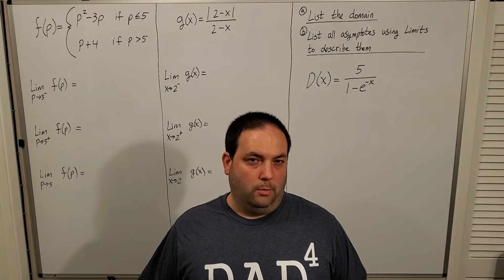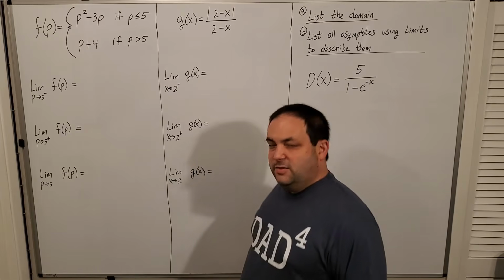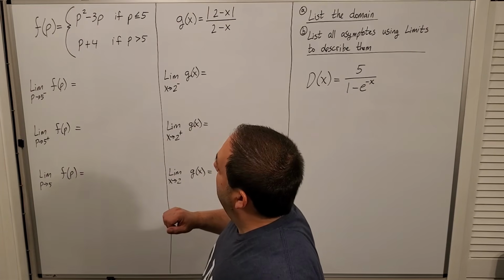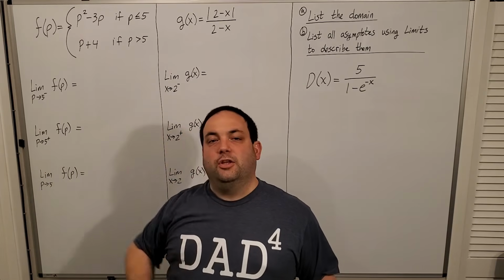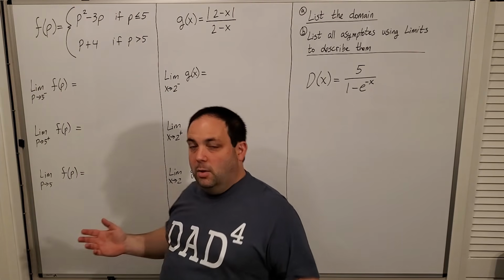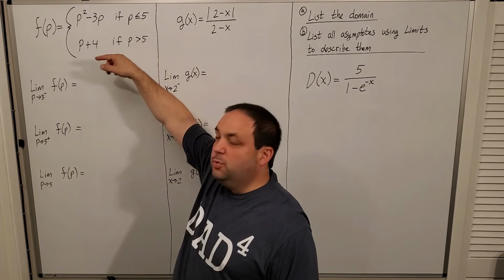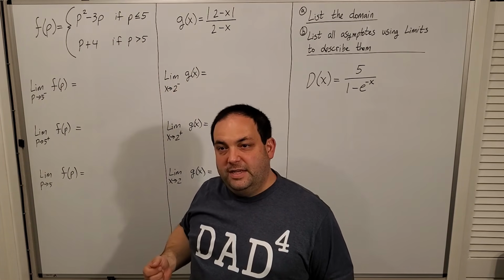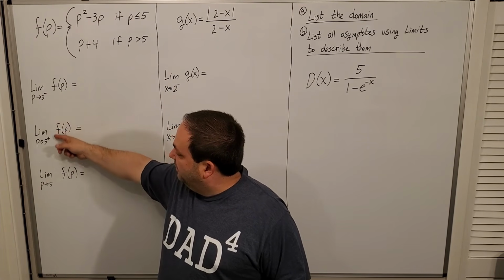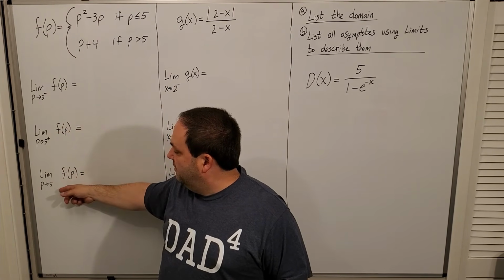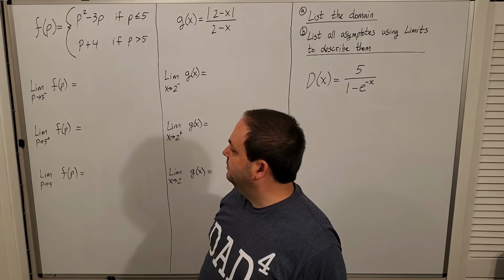Here are some more problems with limits. So I have a piecewise function f of p, and then I want to evaluate one particular p value. The only one that's really kind of special is 5, right? Because that's the split between the two pieces in the piecewise function. So naturally, you'd want to evaluate the limit from the left and the right and see if I can get an overall limit as p approaches 5.